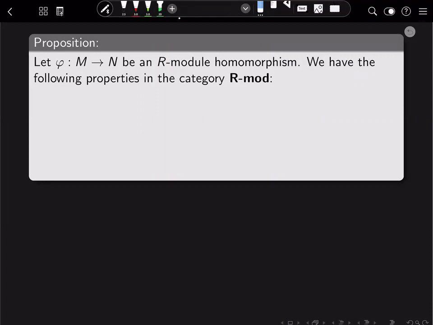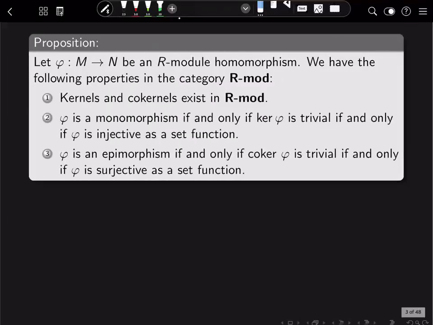category. So if we have an R module homomorphism phi that maps M onto N, the following properties hold in the category R mod, which is the category of R modules. Kernels and cokernels exist in R mod. Phi is a monomorphism if and only if the kernel of phi is trivial, if and only if phi is injective as a set function. And lastly, phi is an epimorphism if and only if the cokernel of phi is trivial, if and only if phi is surjective as a set function.